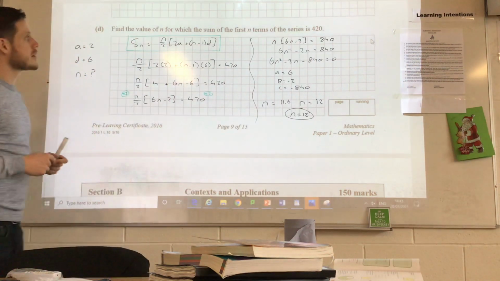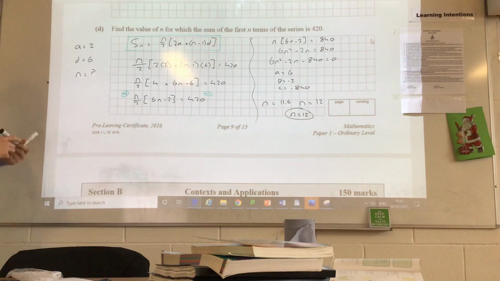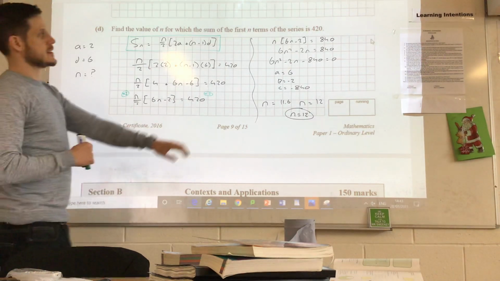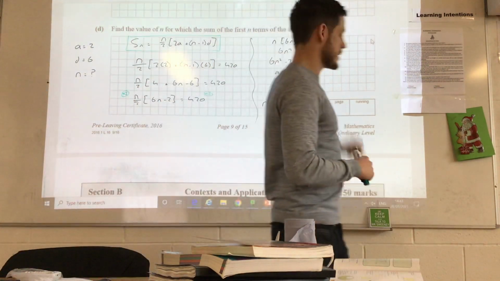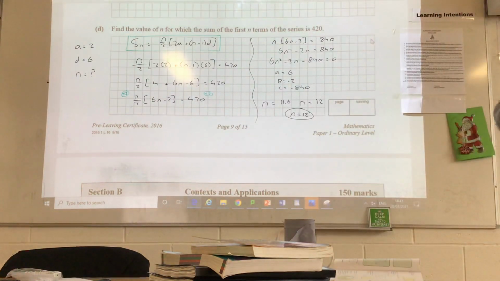So we've got a fairly complicated solution there. But again, if you see something with n squared, n, and a number, you can use your minus b on that to solve it. Make your life a bit easier.